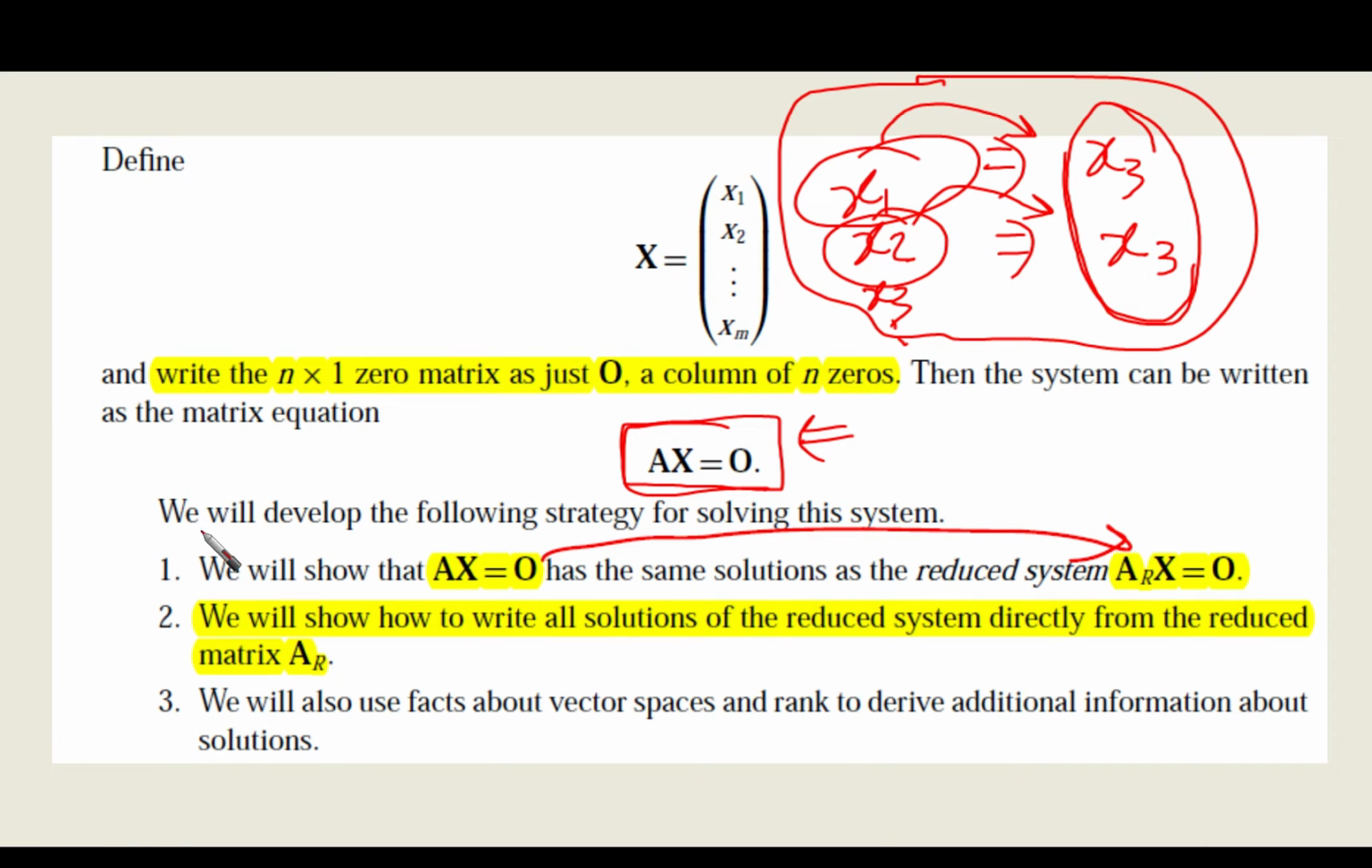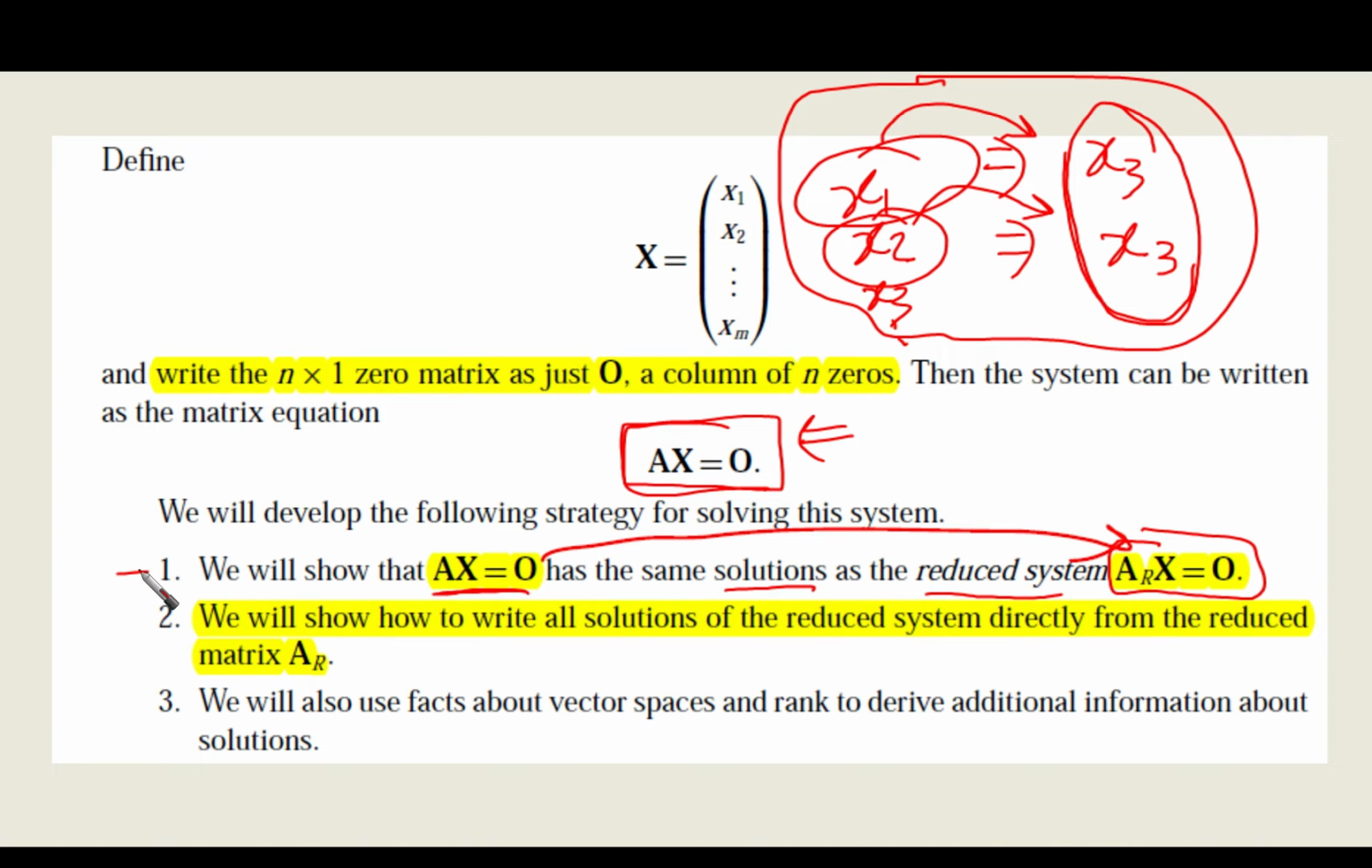Now we will develop the following strategy for solving this system. First, we will show that AX equal to 0, and take care, we are talking about matrices, has the same solutions as the reduced system AR times X equals 0. What is this? We said that before, right? Do you remember AR? It is the reduced form, and we mentioned that it is obtained by some row operations. We can obtain this AR from the original matrix A.